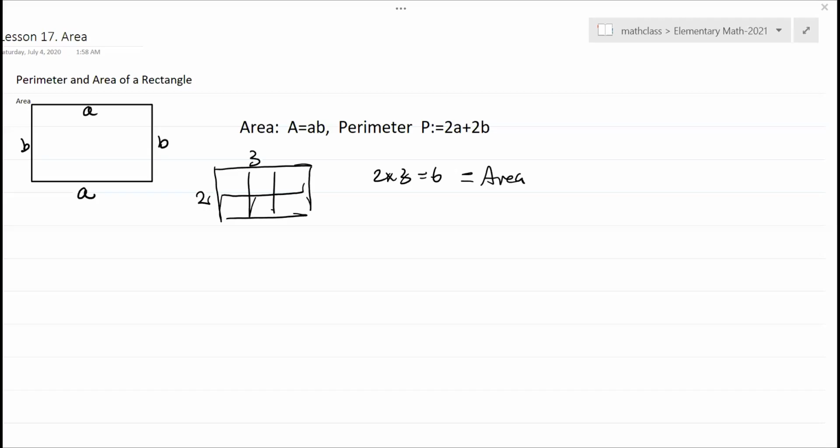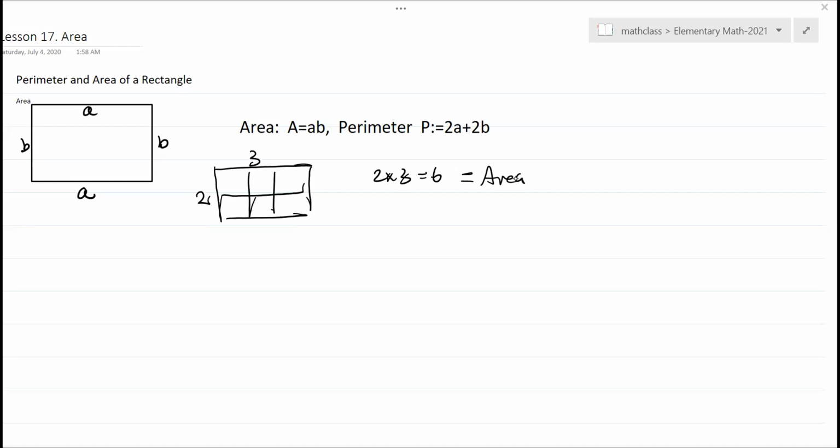Okay, so this is about area and the perimeter. Area tells you how many unit squares there are, in this particular example. If one side is 2 and the other side is 3, 2 by 3 is 6, and you count how many unit squares there are, that's 6. That's the geometric meaning of the area.